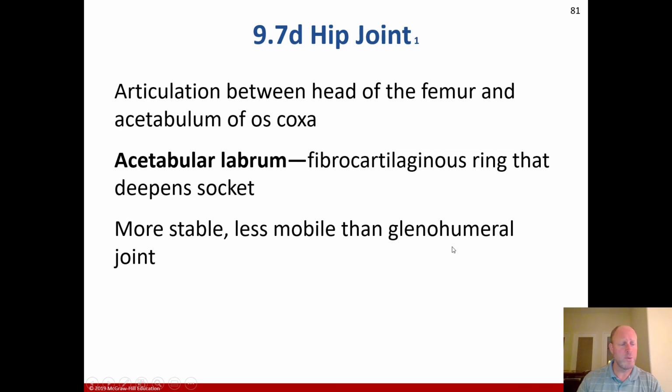So I won't make this one too long for you, so we'll stop at this point and come back with the hip in just a moment for the rest of section 9.7.